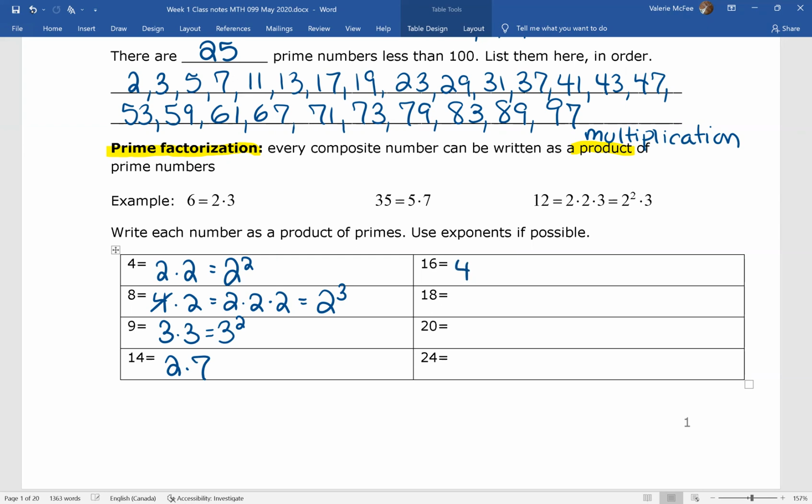16, maybe you know that that's 4 times 4. But 4 is not a prime number. Neither is this 4. So this is 2 to the power of 4. 18 is 2 times 9, but 9 is not a prime number. This is 2 times 3 squared. 20, 4 times 5. Again, 4 is not a prime number.